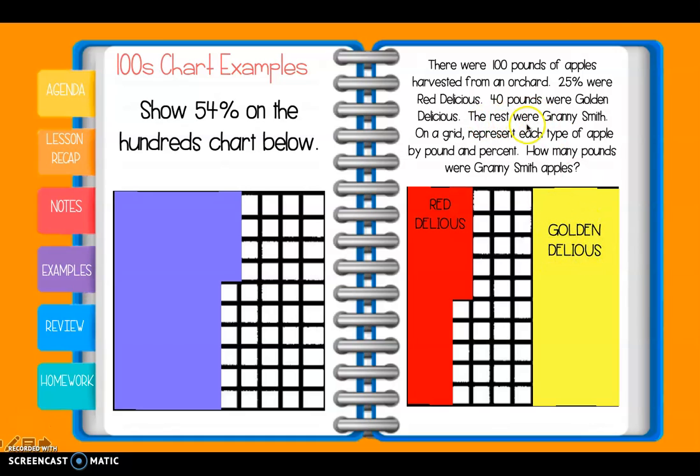And it says the rest were Granny Smith. So we've got to figure out what's left over. I've got 10, 20, 30, and then there's 1, 2, 3, 4, 5. 35% were Granny Smith because 35% were left over.